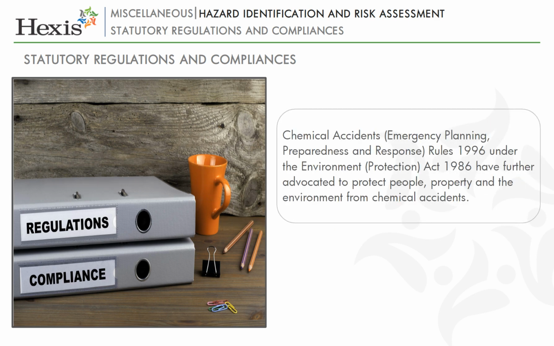Chemical Accidents, that is Emergency Planning, Preparedness and Response Rules 1996 under the Environment Protection Act 1986 have further advocated to protect people, property and the environment from chemical accidents. This will be achieved by applying safety obligations on everyone involved with the storage, process, transport and handling of hazardous materials.